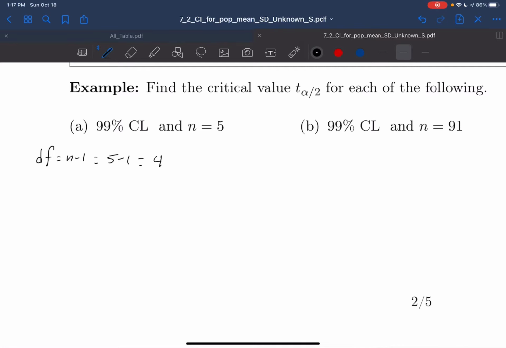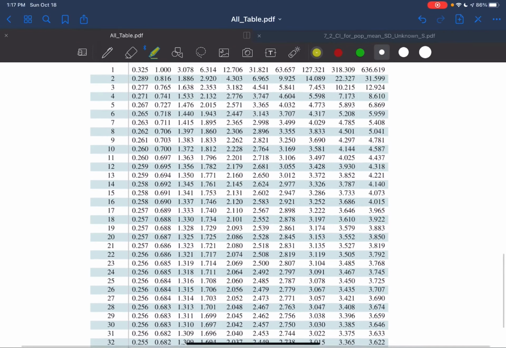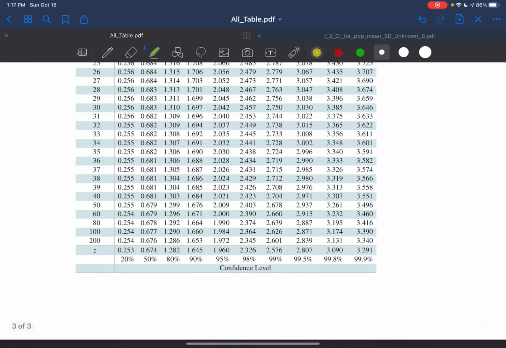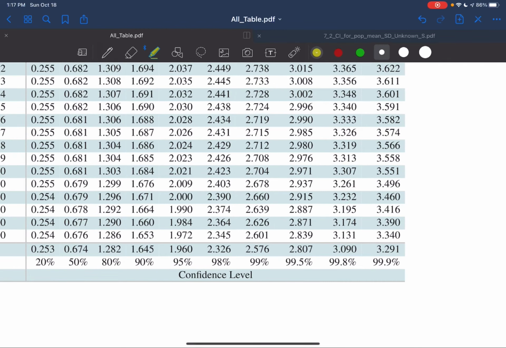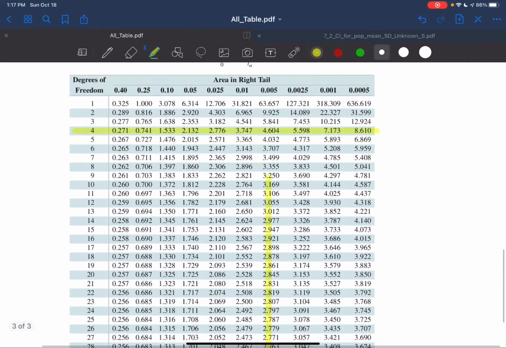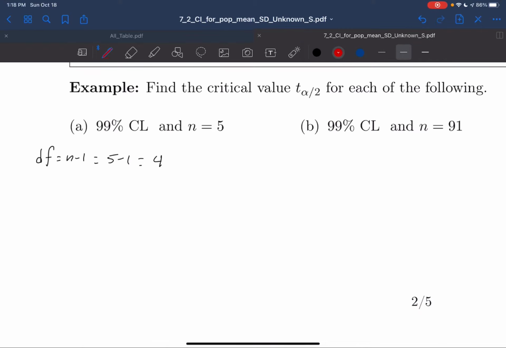So then you go back to your table, look at your degree of freedom. Here, in this case, it's just 4. And you look at which confidence level you're working with. In this case, we're working with a 99% confidence level. So you want to see where they intersect. And they intersect right here, 4.604. So our critical value, t of alpha over 2, is just going to be equal to 4.604.